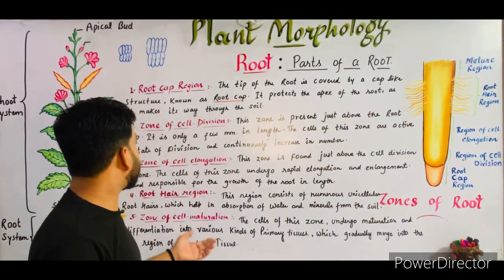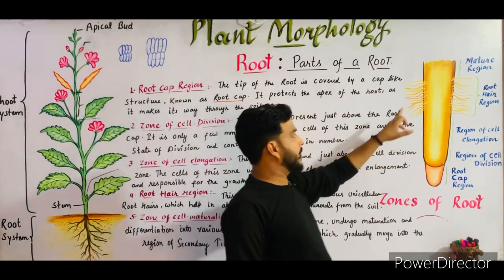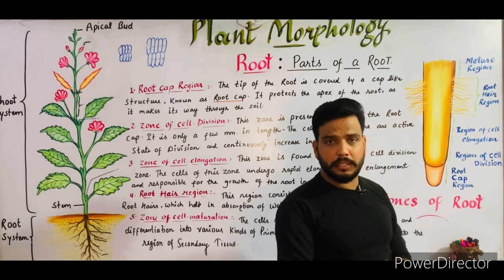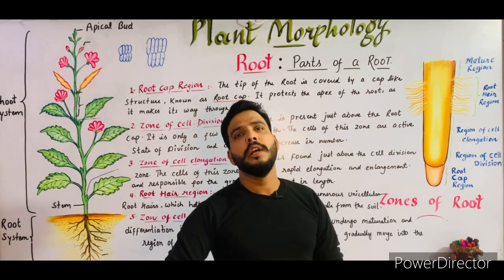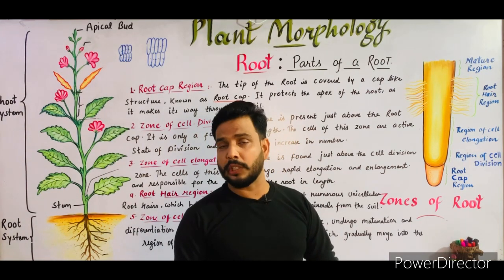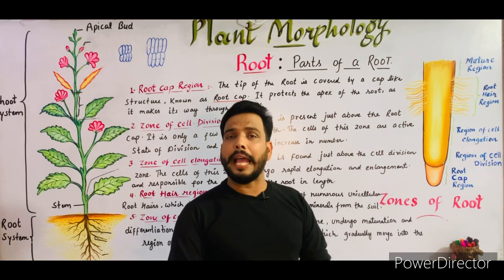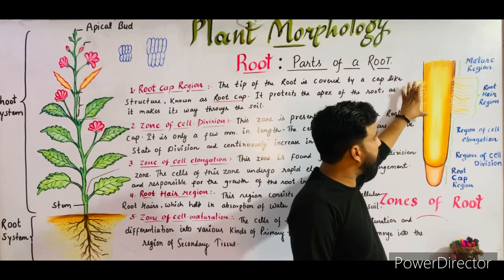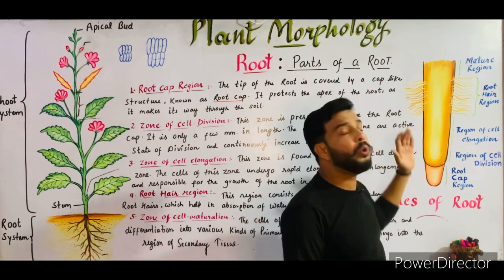Okay, now the next one is the root hair region. As you can see in this region, numerous thread-like unicellular root hairs are present on the root, and they perform a very important function, that is absorption of water as well as minerals present in the soil. So the root hairs are present on the root hair region.